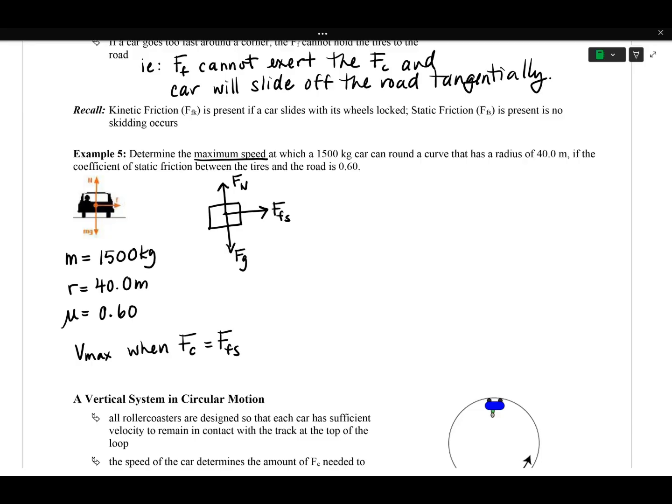Okay, so we are looking for our maximum speed. So if we look in the X direction, our F net is going to be a centripetal force. And that centripetal force is all going to be due to static friction. We know the formula for static friction is the coefficient times the normal. We also know that our centripetal force is our mass times our centripetal acceleration.